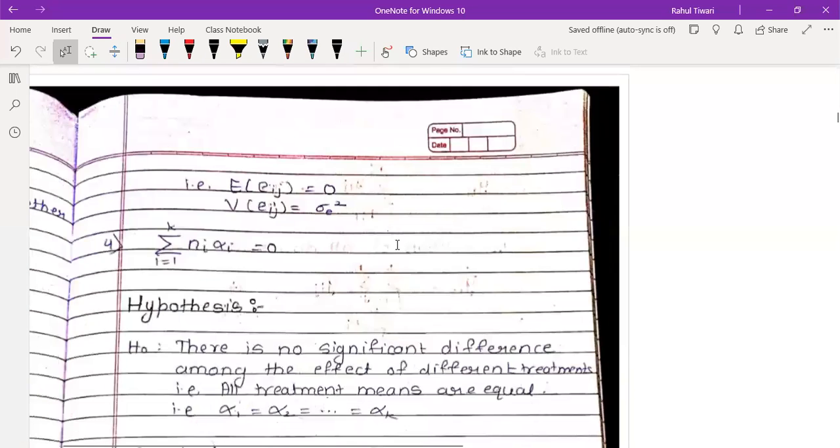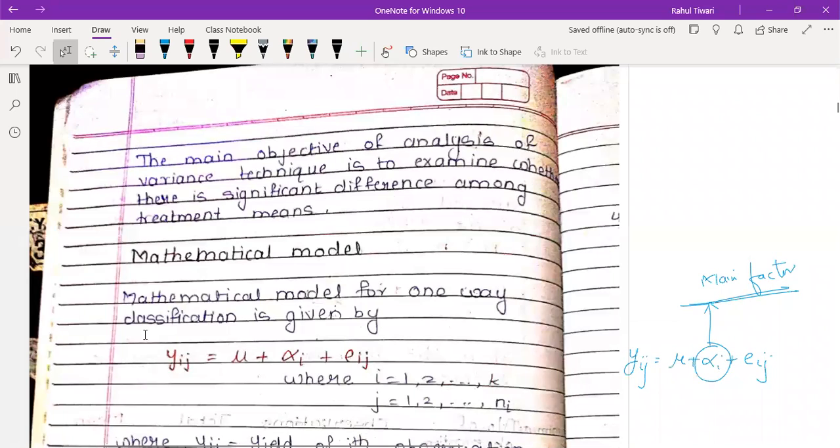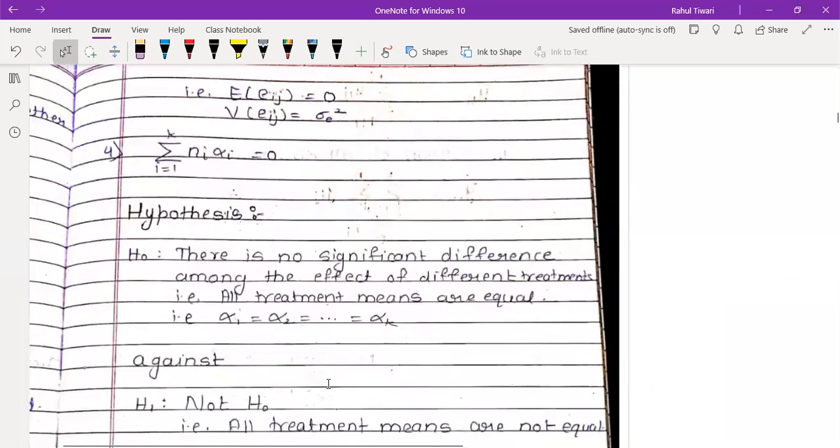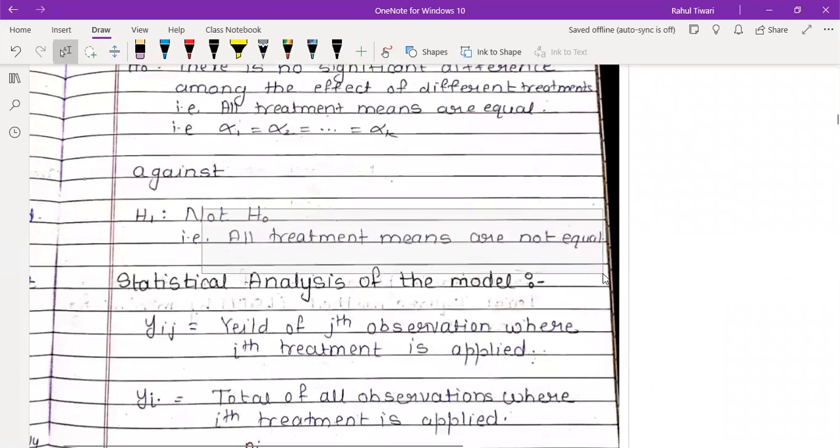Okay. So when we have a model like this, our aim is to check whether the alphas are equal or not. So what will my H1 be? All treatments are not equal. That means alpha 1 is not equal to alpha 2 is not equal to alpha 3.